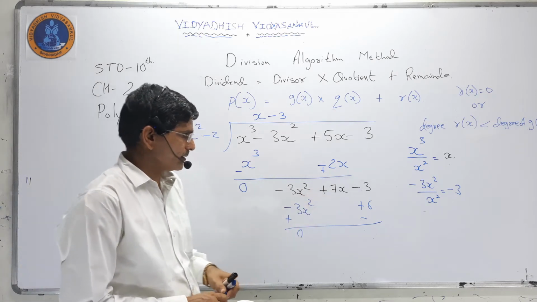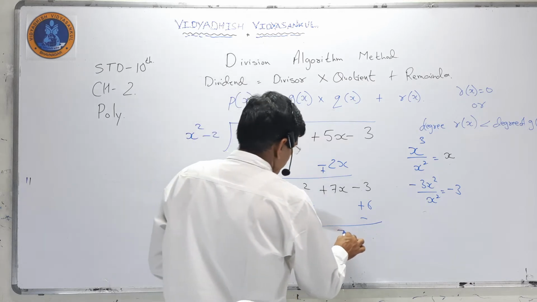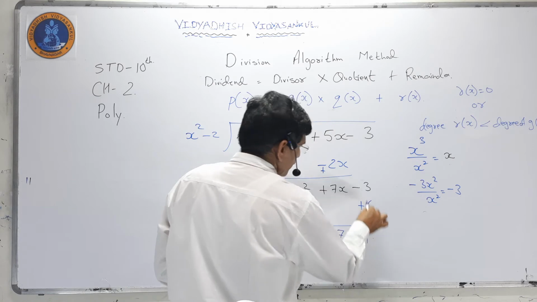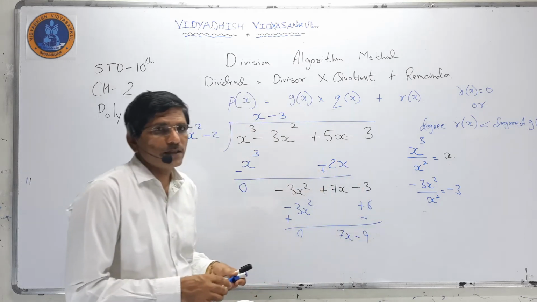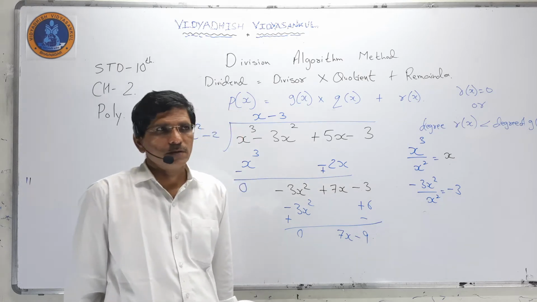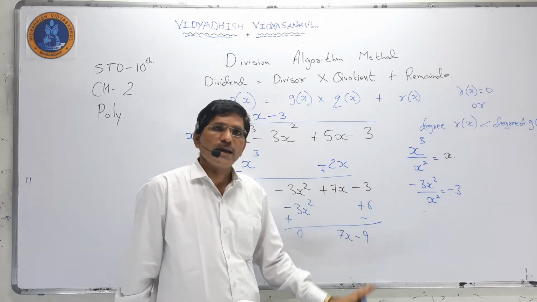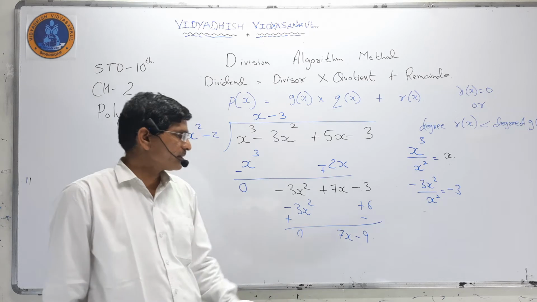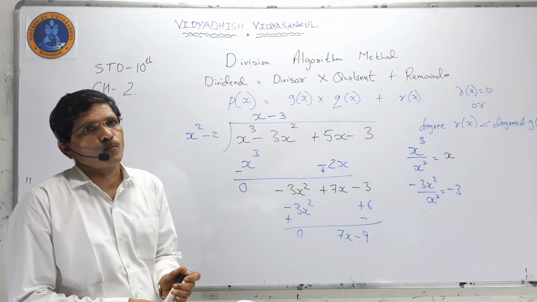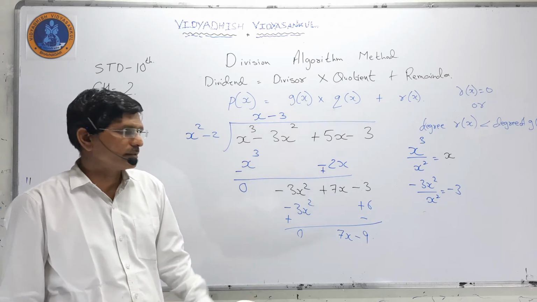Plus 7x, that we have to write as it is. And minus 3 minus 6, mostly students make a mistake here. What are they doing? They are doing minus 3 plus 6. That is wrong. Minus 3 minus 6 I have to write, that is minus 9. So 7x minus 9. Clear? 7x minus 9.